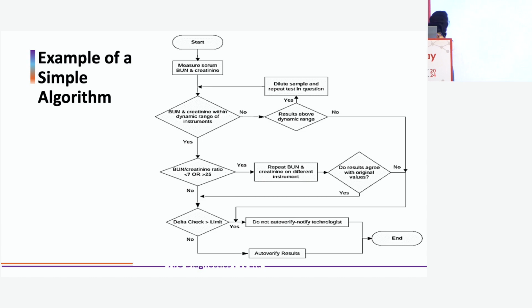So an example of a simple algorithm, this is a part of the CLSI guideline. Say for example, measure the serum BUN and creatinine within the dynamic range of the instruments. Then you check the ratio, then you check the delta check limit. Okay, I'll talk about this later. And then decide whether you can auto verify the results. If not, they will go for manual review. So this is a simple algorithm which can be built.